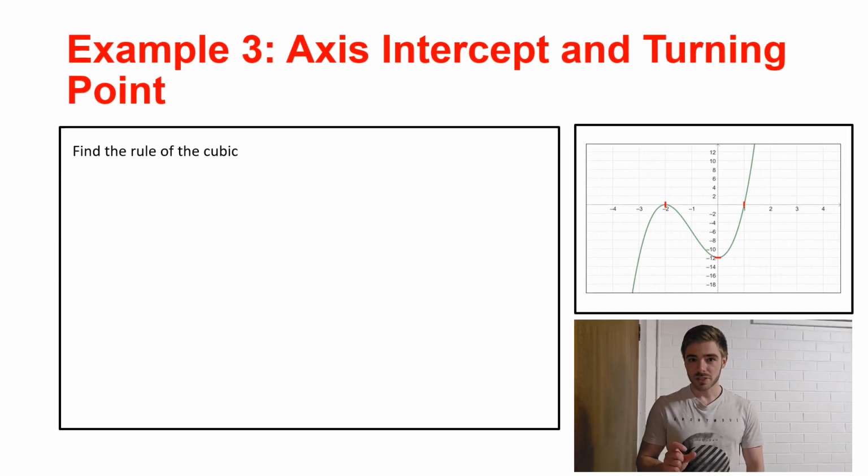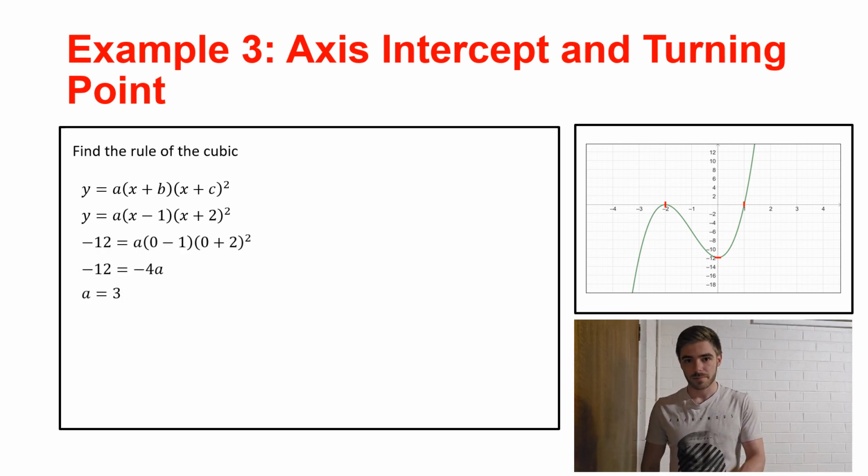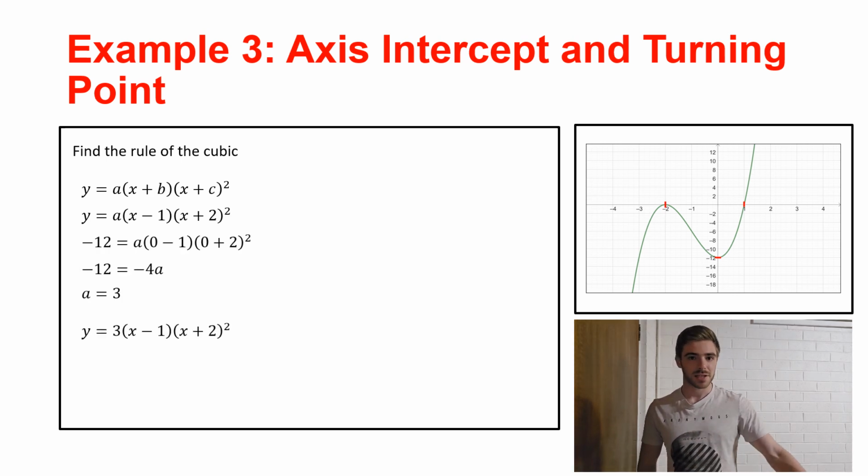In this case, we're going to use a slightly modified version of the axes-intercept form. We just have to make sure that we are squaring the term that gives us the turning point. So that's going to give us x minus 1 and x plus 2 all squared. And just like I mentioned from earlier, we're going to solve for a by subbing in the remaining point. Plug everything in, and that's our final answer.